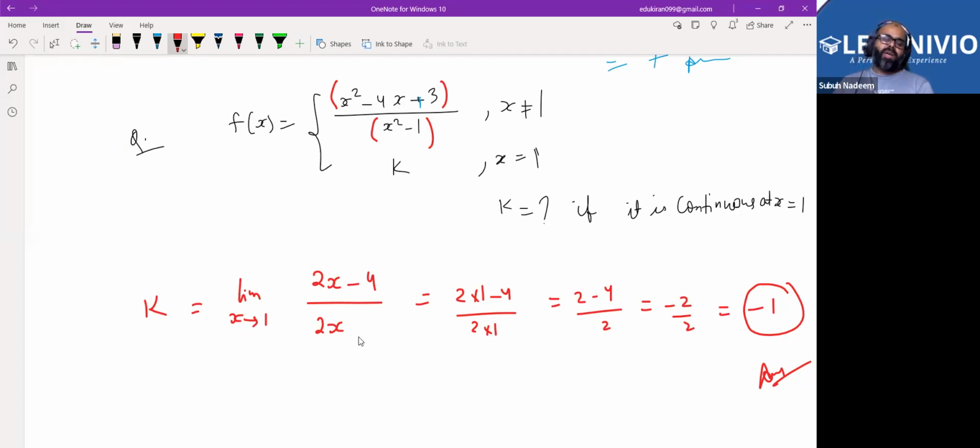If it would have become again 0 by 0, then again we will differentiate the numerator and denominator. Now it is continuous. If k is equal to minus 1, then it is continuous. We have to find k for it to be continuous.